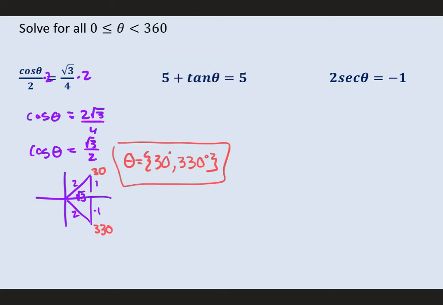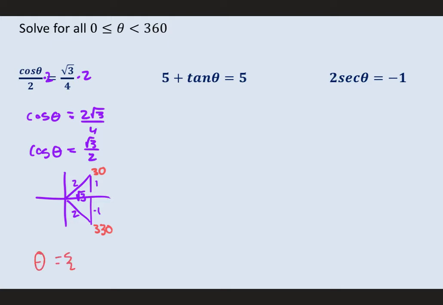All right, now for our second example. Our second example got covered up a little bit, so I'm going to move this answer out of the way. I will move that down here: theta equals 30 and 330, just to get out of the way of the next problem.